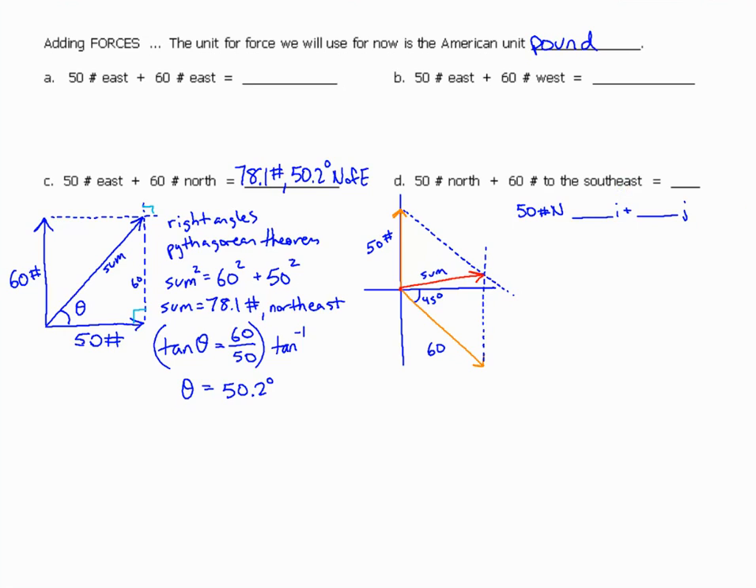Maybe put it in another color. We're talking about basically x and y with different letters. So 50 pounds north has no horizontal component. It is completely straight up and down. Its horizontal component is 0. Its vertical component is 50.